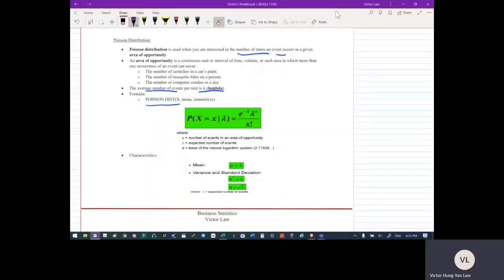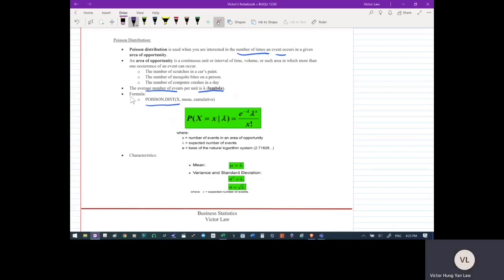Poisson distribution is used when you're measuring the number of times an event will occur in a given opportunity. The examples I gave here are the number of scratches in a car paint, the number of mosquito bites on a person, the number of computer crashes in a day. So we're looking for the average number of events that will occur, and that average is what we denoted as lambda here.